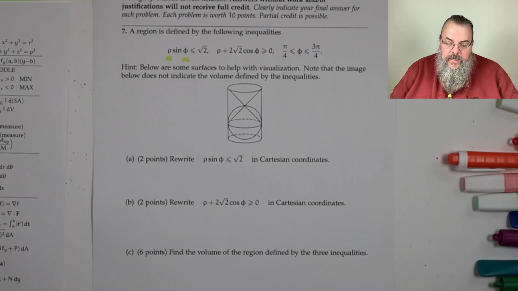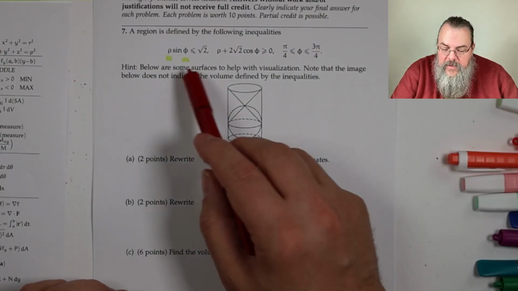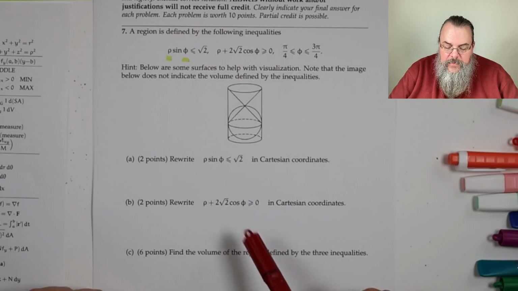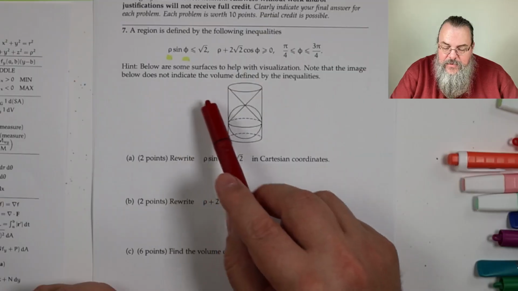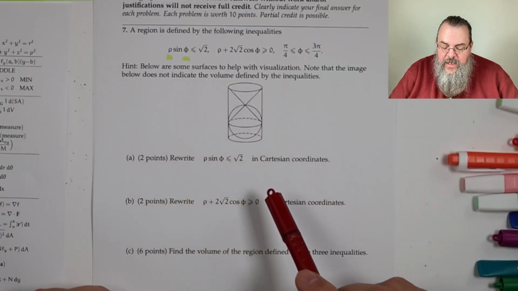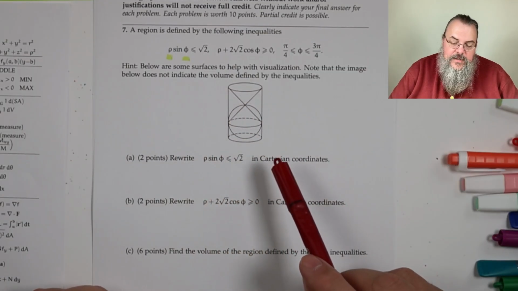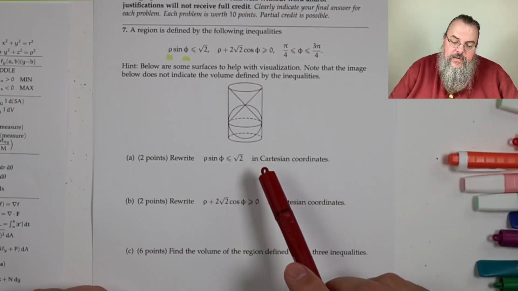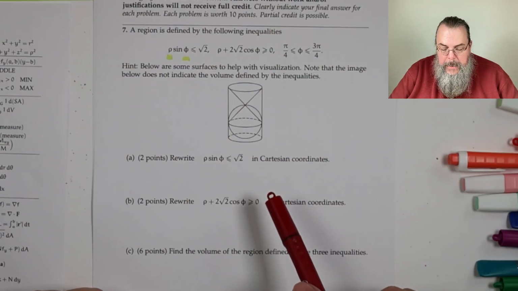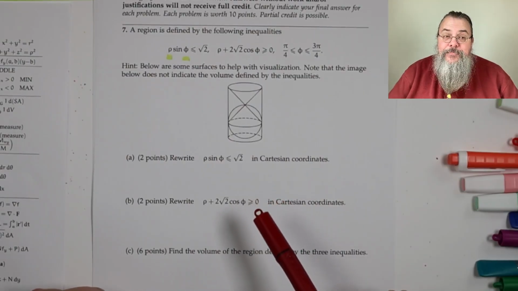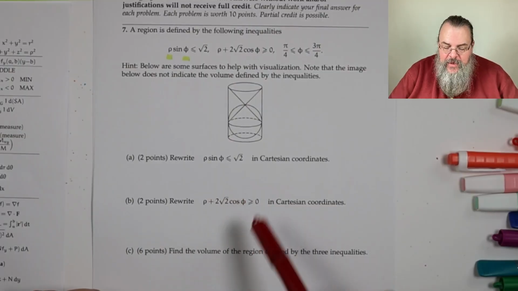All right. And so we have these three, and we'll go through them. In fact, that's sort of the point here, is to go through them. And it says, hint, below are some surfaces to help with visualization. And note that the image does not indicate the volume defined by the inequality. So this is going to be interesting, but we'll figure it out. Let's start with part A.